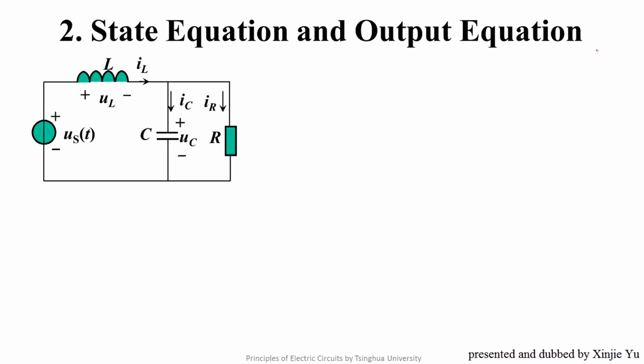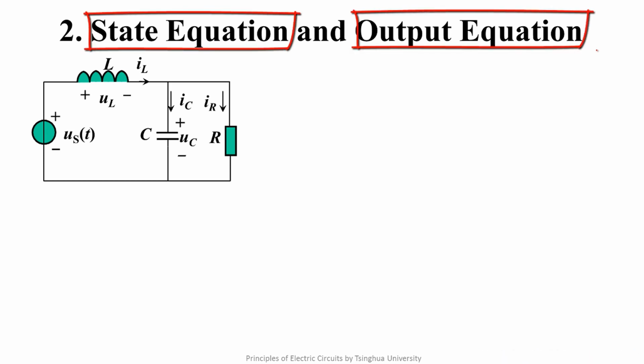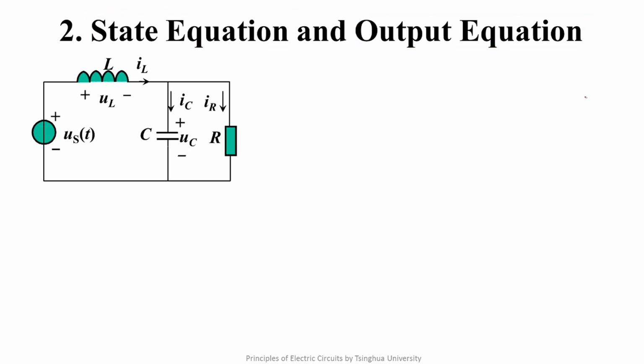In order to obtain the general solving method, we need to introduce some new concepts first. That is the state equation and the output equation. About the state equation and output equation, you will learn in the course of signals and systems or in the principles of automatic control in more detail. We will only give you a simple introduction here.